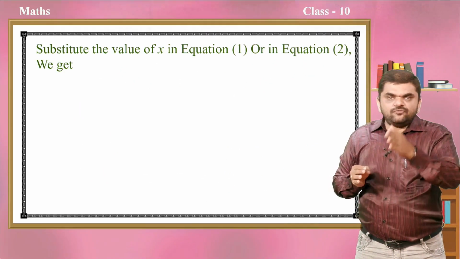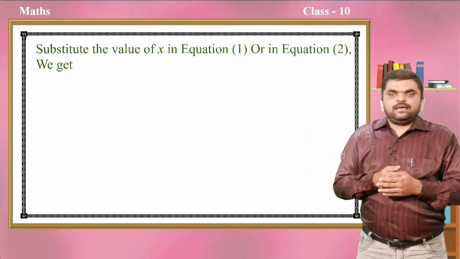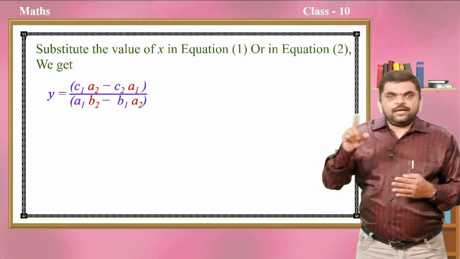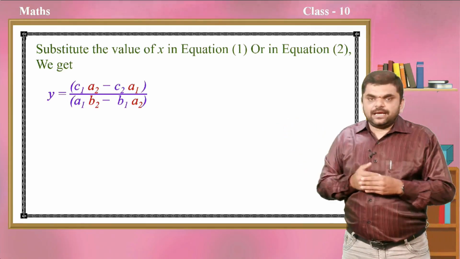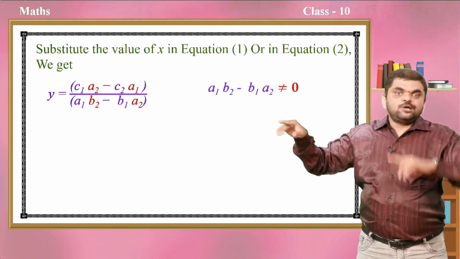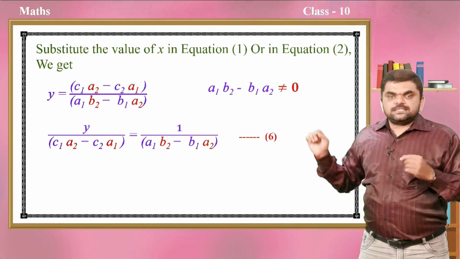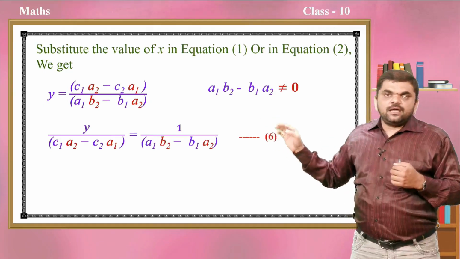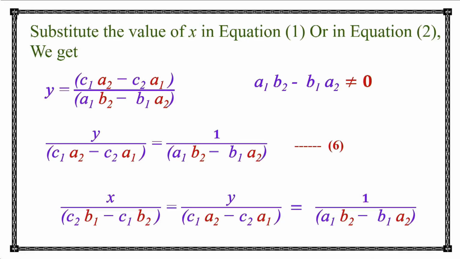Substitute the value of x in equation number 1 or in equation 2, and we will get the value of y. I am directly giving the value: y is equal to C1 A2 minus C2 A1 over A1 B2 minus B1 A2. Again we are transferring the numerator of the right hand side to the LHS, where it becomes the denominator. Y by C1 A2 minus C2 A1 is equal to 1 over A1 B2 minus B1 A2. Let us consider this as equation number 6.